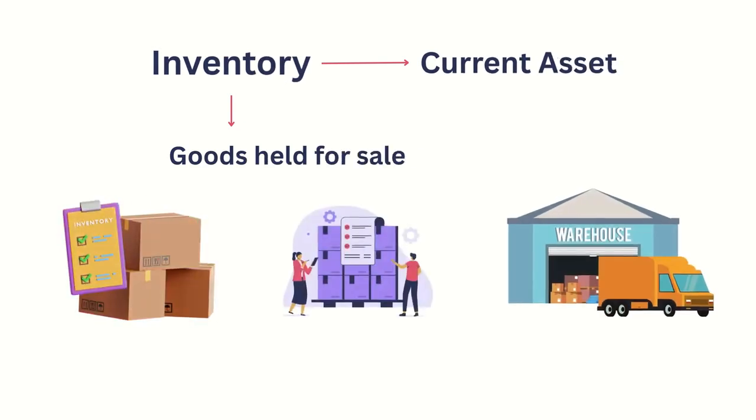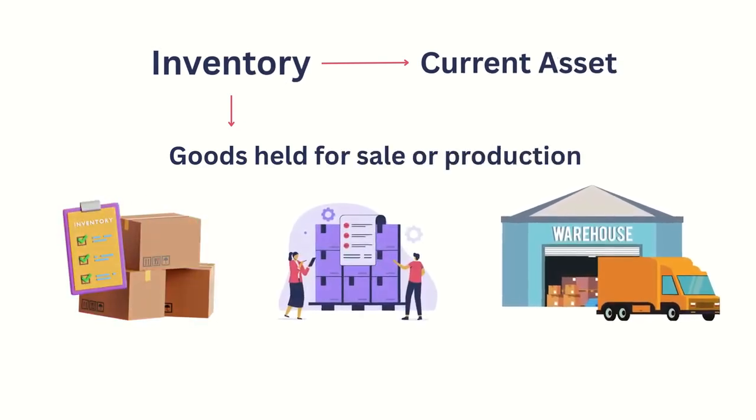Inventory is classed as a current asset, which means it's something the business expects to sell or use within the next 12 months. Essentially, inventory includes all the goods a business holds for the purpose of selling or using in production. This could be boxes of products sitting in a warehouse, items being counted in the stockroom, or goods arriving on a delivery truck. The key point is, inventory is not just physical stock. It represents money tied up in goods the business intends to convert into sales.